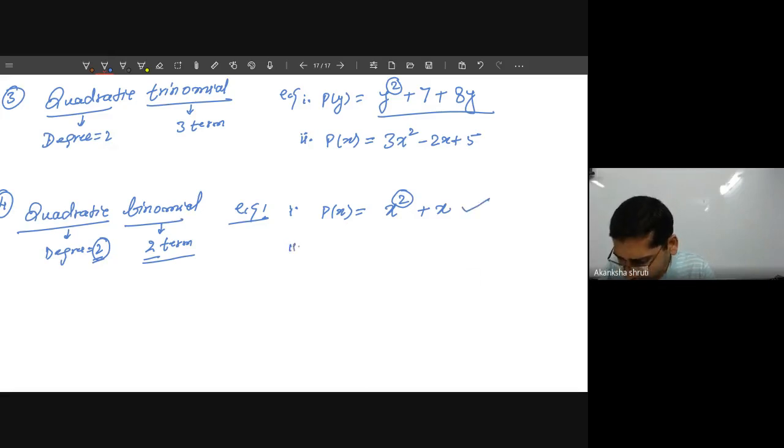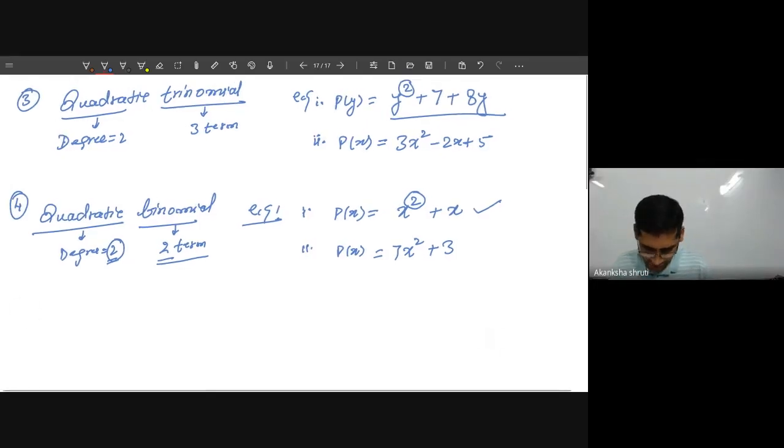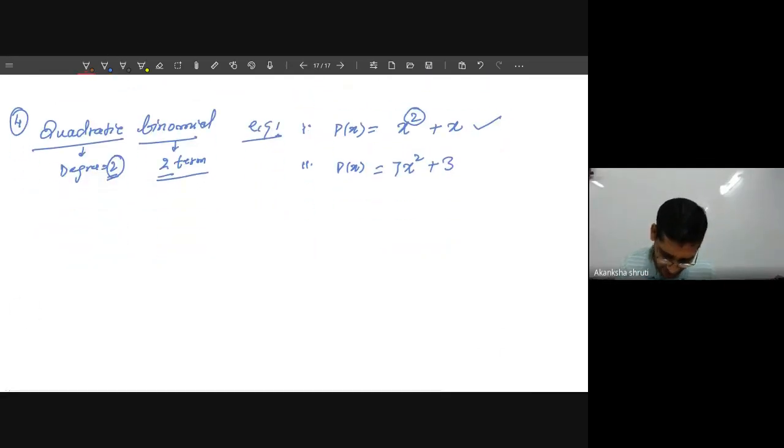Another example that you may take: p of x, say I am taking 7 of x square, and the other I am just adding 3. So we are free to add any real number or any variable, but the power of that variable shall be less than this 2. Okay, student? So this way you have to do it. Student, the question may be asked like this.